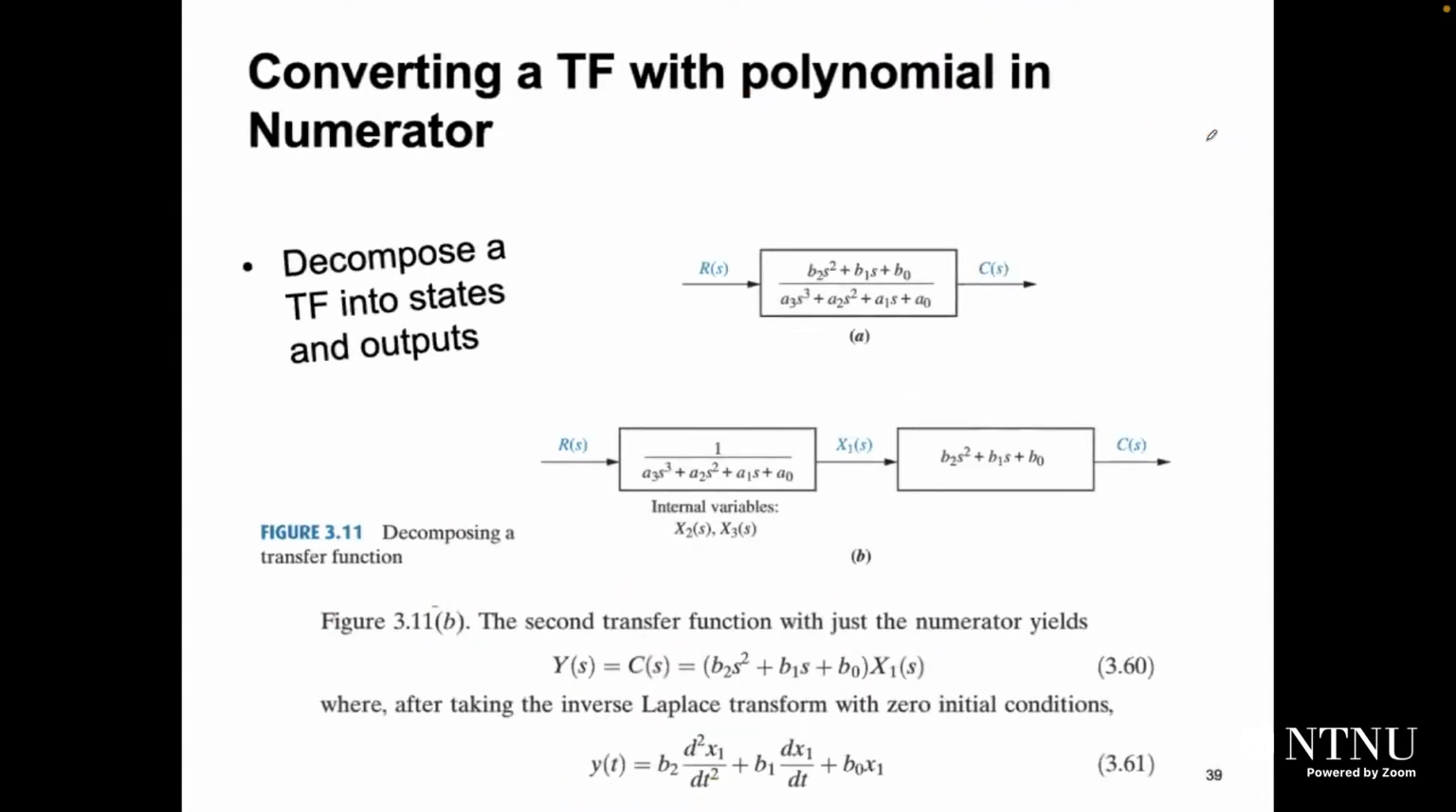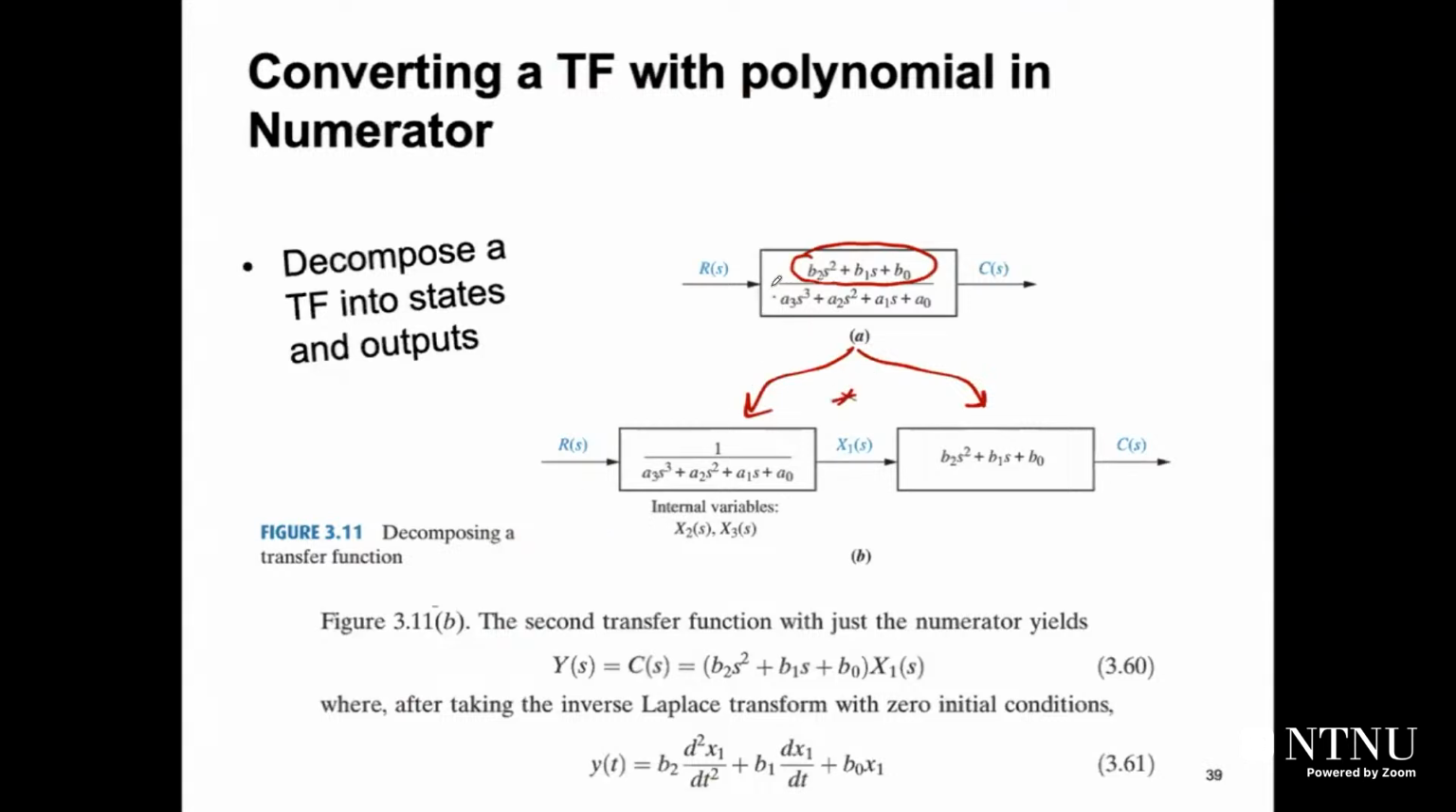Okay, so now we need to convert a transfer function with a polynomial in the numerator. If you have a polynomial in the numerator here, how can we deal with it, right? It's easy. We just need to decompose it into state equation and output equation. We know it will be 1 divided by the denominator multiplied by the numerator. So we will divide it into 2 blocks, or multiplication of 2 blocks, right?